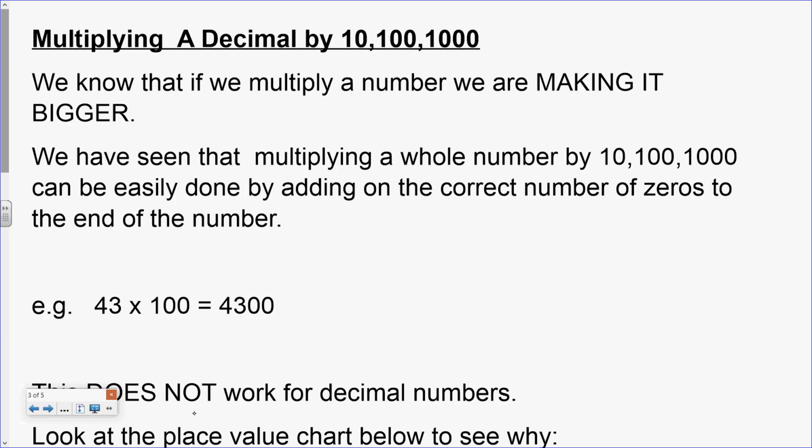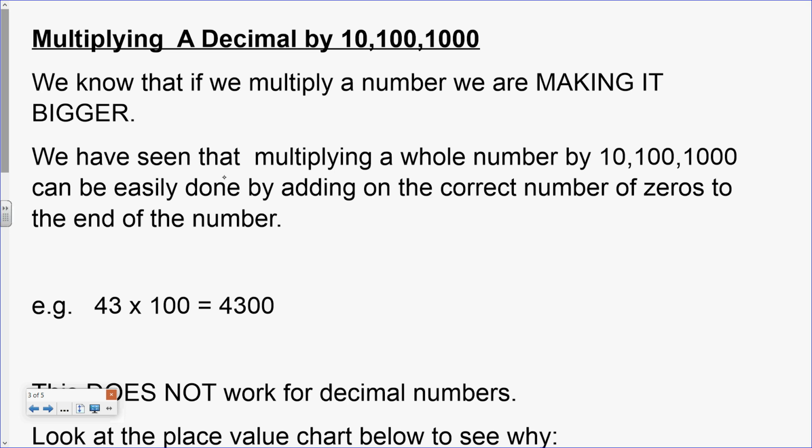Okay, so multiplying a decimal, we know that the number is going to get bigger if we multiply it. So that's something to bear in mind when you're thinking about the answer. Does it make sense? If you multiply something, it's going to be bigger.